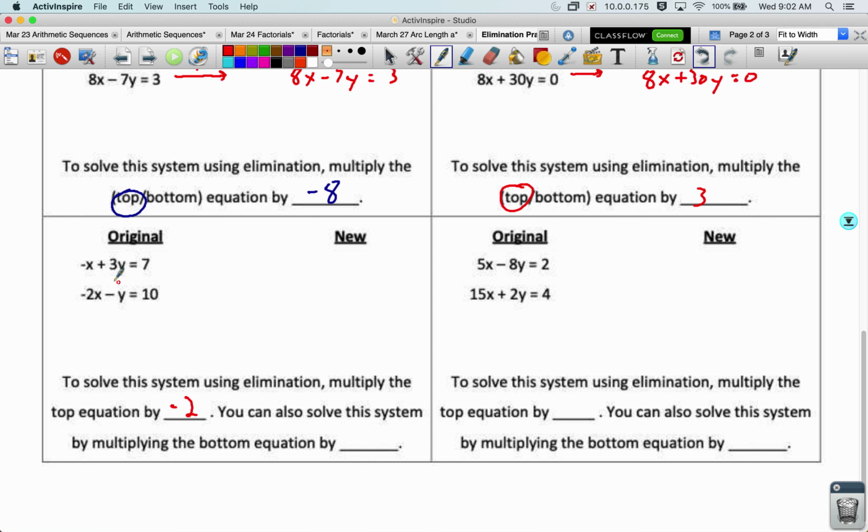I could also get a zero pair with the y's. The opposite of a 3 is a -3. This is a -y, so you can multiply the bottom equation by a 3. Pick one of those and write it over here.